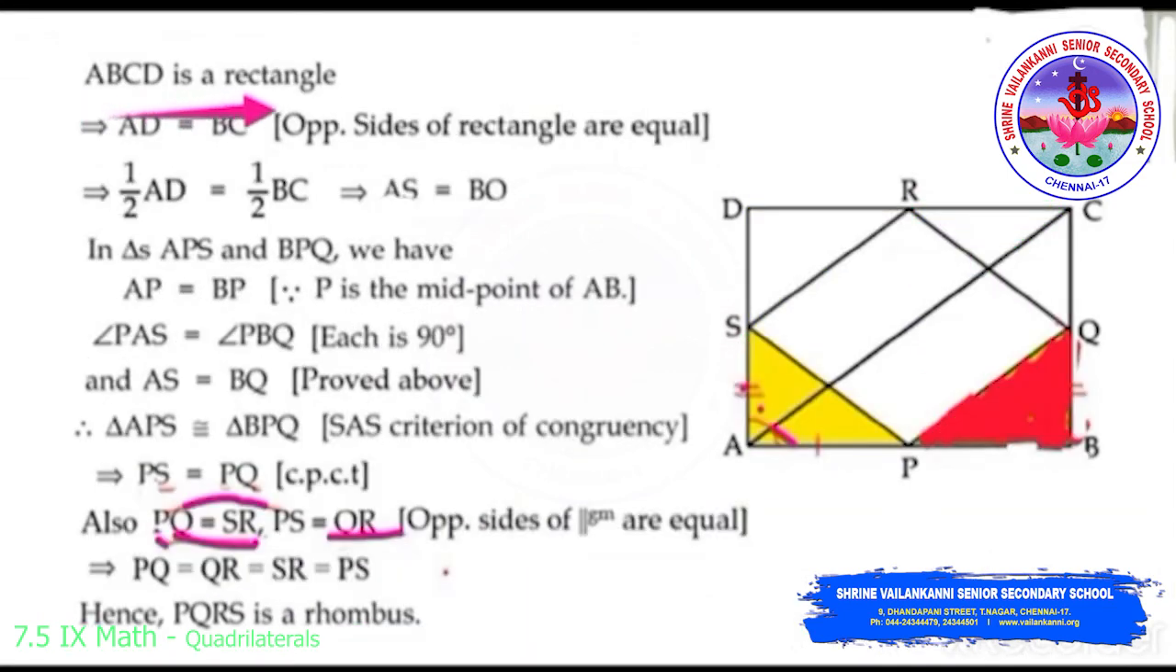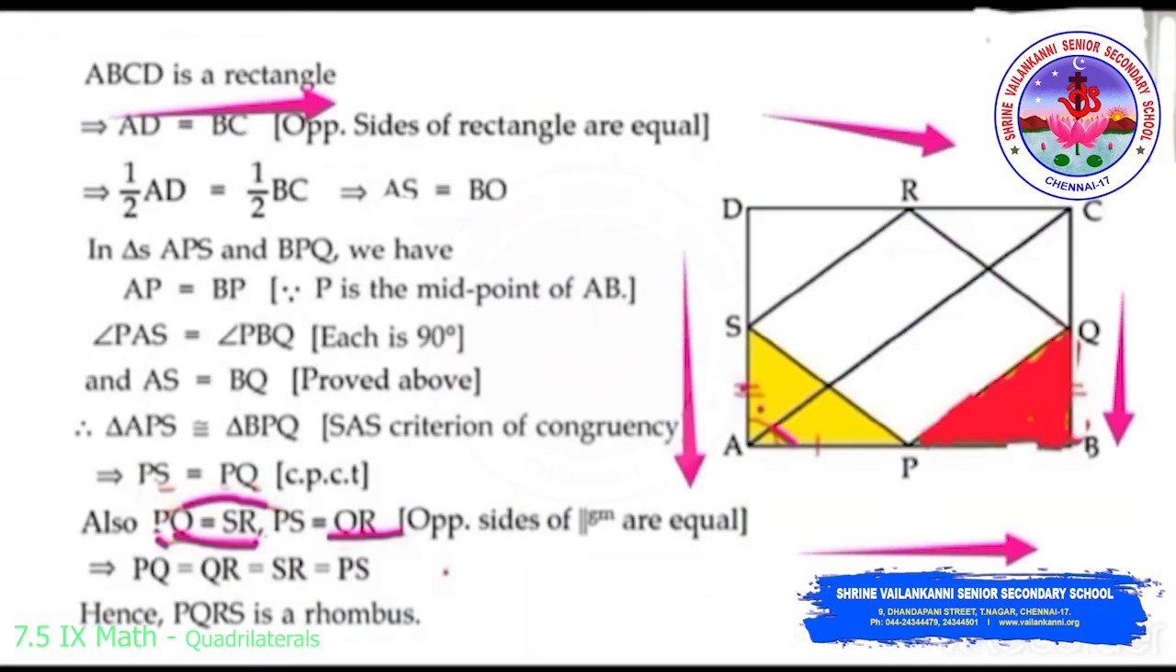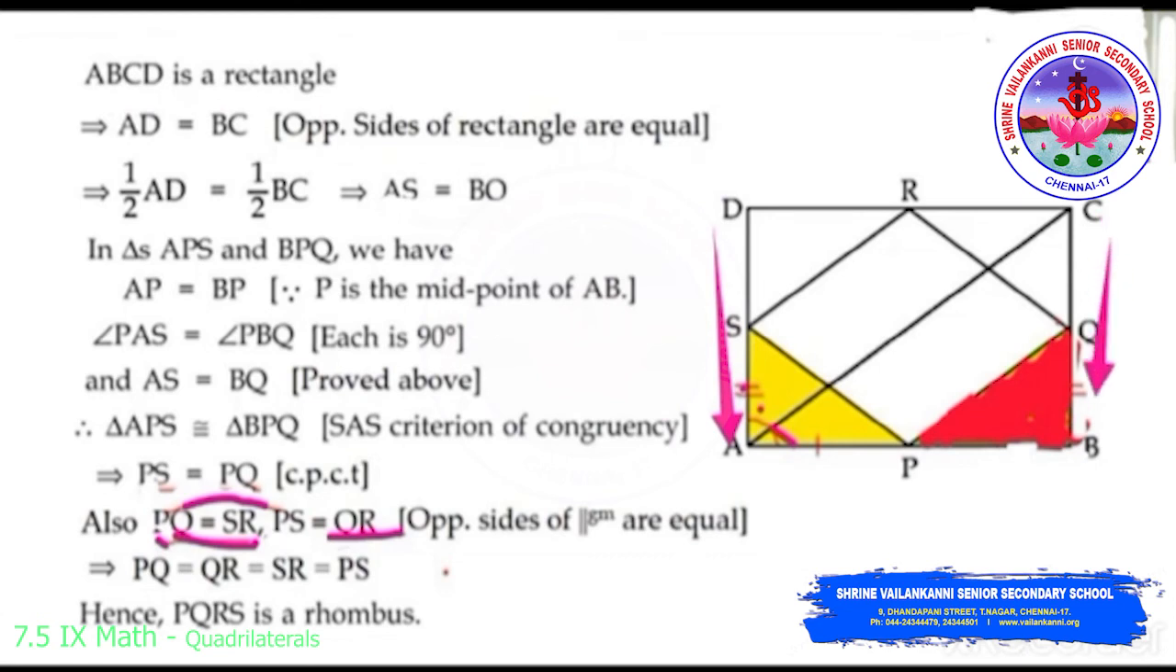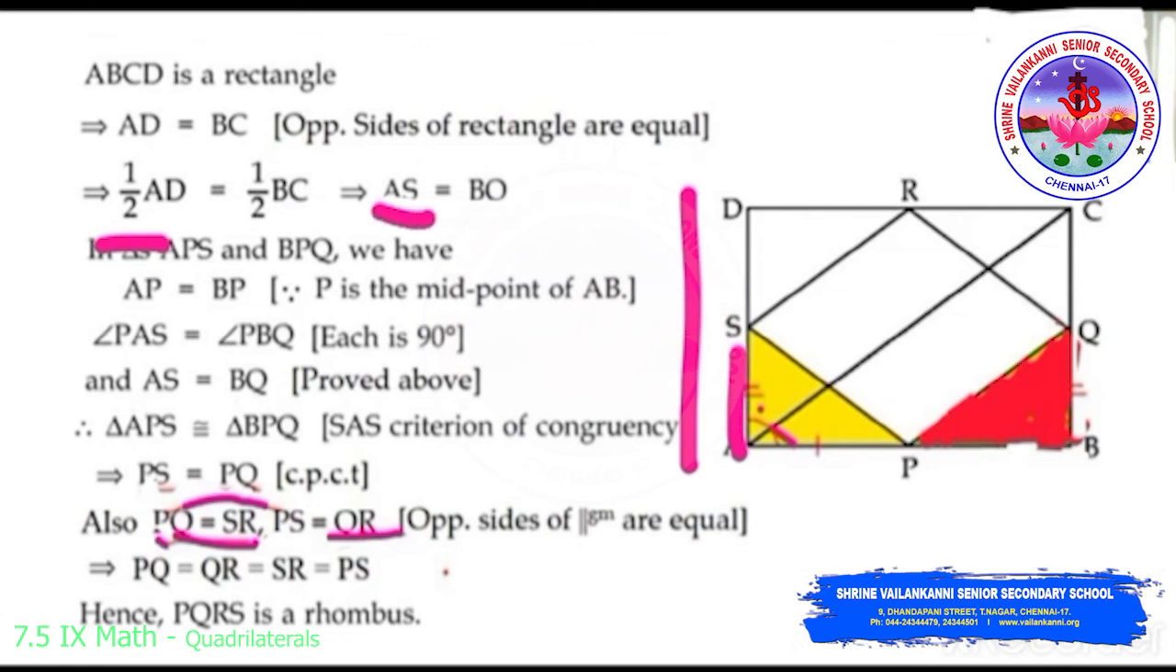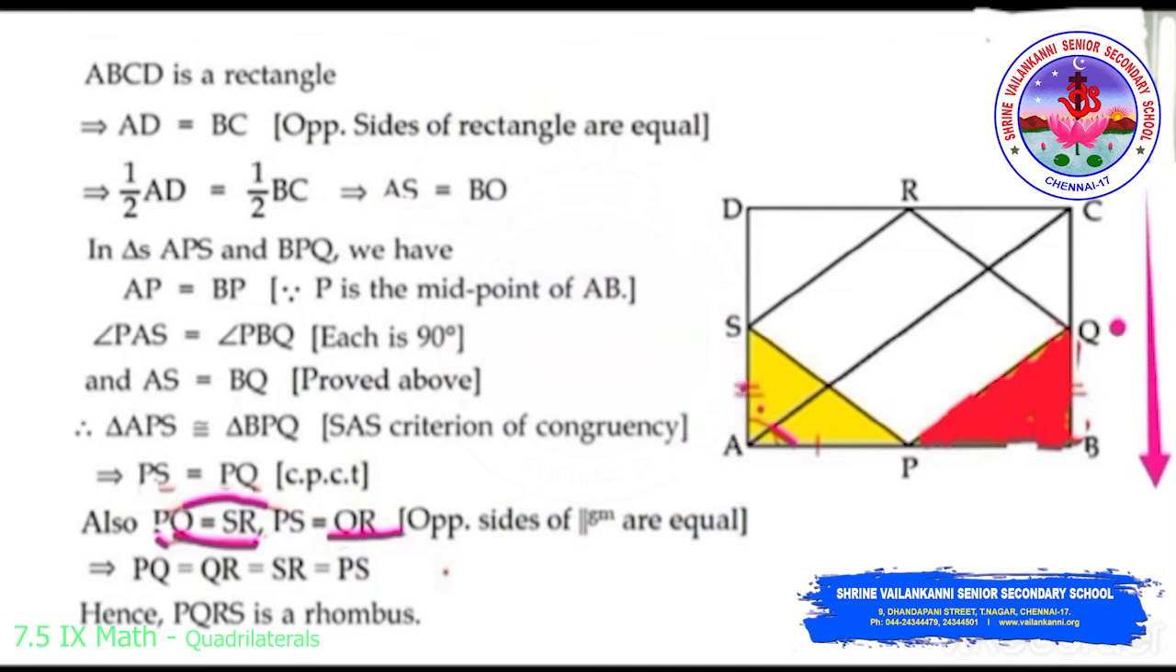It's given in the problem that ABCD is a rectangle. So its opposite sides AD and BC are equal. Multiplying by half on both sides of the equation, I get half of AD is equal to half of BC. Since S is the midpoint of AD, half of AD I am writing as AS. Since Q is the midpoint of BC, I am writing half of BC as BQ.